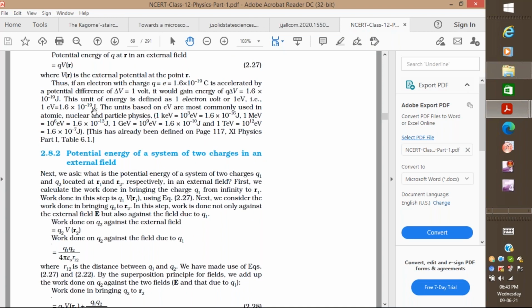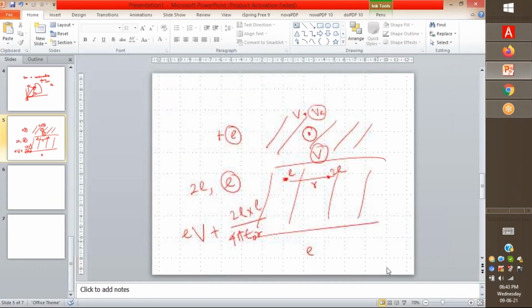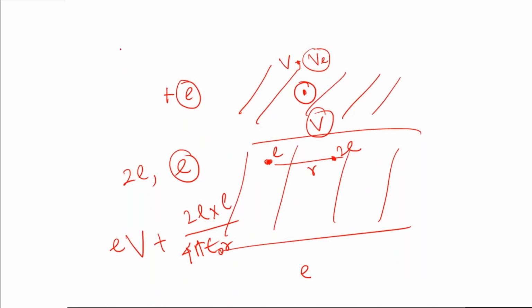Suppose, I have told that E times V is the potential energy, right? This is called electron volt. This is also a unit of energy. Energy, as we have learned, can be expressed in joule. So is there a conversion relation between joule and electron volt? The answer is yes. Suppose I take 1 electronic charge, which is 1.6 times 10 to the power minus 19 coulomb, and if I take V as 1 volt, then I get 1 electron volt.